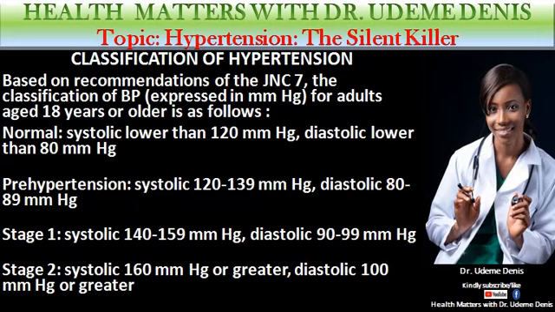We have the normal blood pressure, that's a systolic lower than 120 millimeters of mercury, and a diastolic lower than 80 millimeters of mercury. There's pre-hypertension, that's systolic of 120 to 139, diastolic of 80 to 89. Then stage 1 hypertension, systolic of 140 to 159, diastolic of 90 to 99. Then stage 2 hypertension, systolic of 160 or greater, diastolic of 100 or greater.